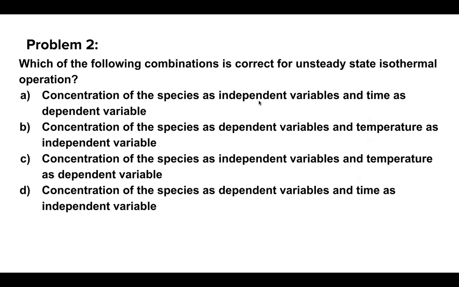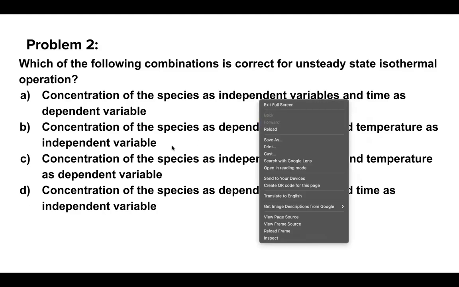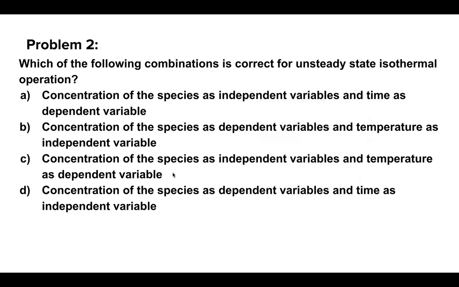So what was the question we had? Which of the following combinations is correct for unsteady state isothermal operation? That is constant temperature operation. So here we have the concentration of a species as independent variable and time as a dependent variable. Is this right? No. The second option is concentration of species as dependent variable and time as independent variable. Remember, this is unsteady state. So in unsteady state, we have things varying with respect to time. So here we have concentration changing with respect to time. So option B is correct, but anyway, we'll go through options C and D.